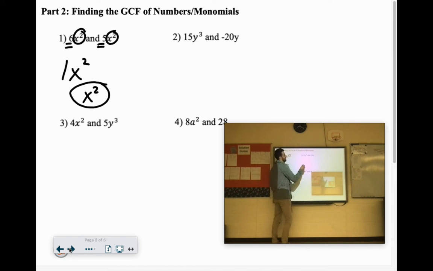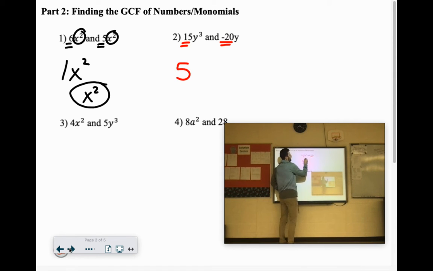15y to the third and negative 20y. Looking at the numbers, 15 and negative 20. So it doesn't matter that it's negative, just think of 15 and 20. What number goes into both of those? 5, right? 5's the largest number that goes in both.